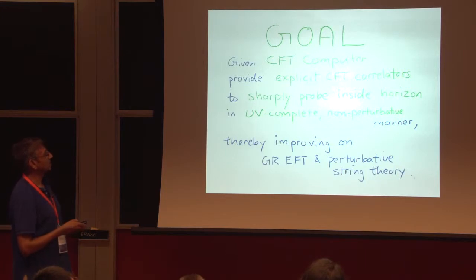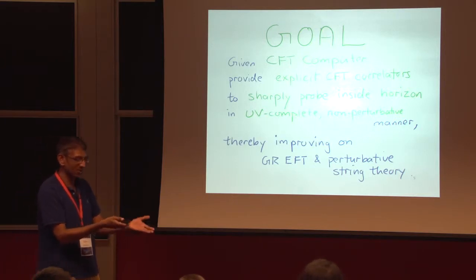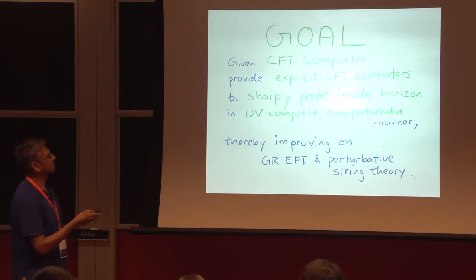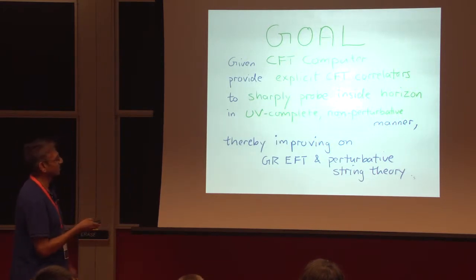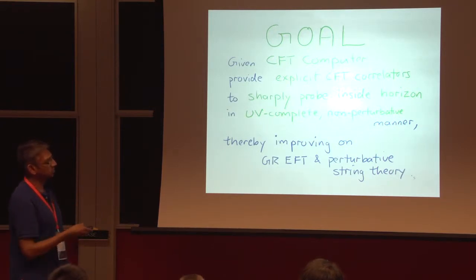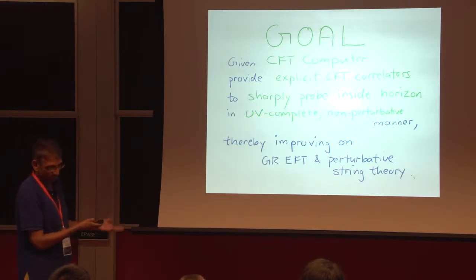The goal is that you imagine being given a CFT computer. It will compute correlators if only you tell it exactly which correlator to compute. Okay? Our goal is to provide explicit correlators saying do this, but very explicitly, not implicitly or in principle. And these correlators have to sharply probe scattering inside the horizon in a way which is UV complete, non-perturbative, and diffeomorphism invariant. In fact, if you can do it on the CFT side, it probably is diffeomorphism invariant.